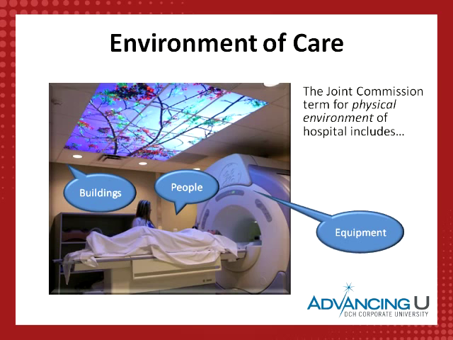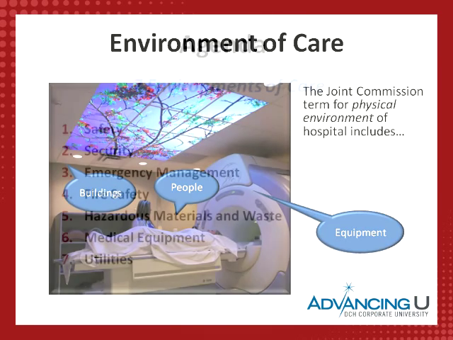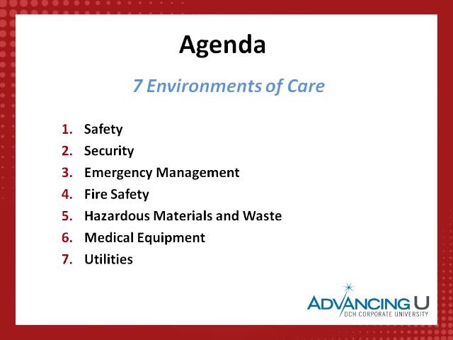In Joint Commission terms, the environment of care consists of our buildings, our equipment, and our people. So, we're going to look at the risk and prevention of those things which can endanger lives. There are 7 environment of care plans. They are broken down into 7 areas to help us focus on them individually. The first one is a general safety category that communicates and initiates all safety initiatives. The second one is security.